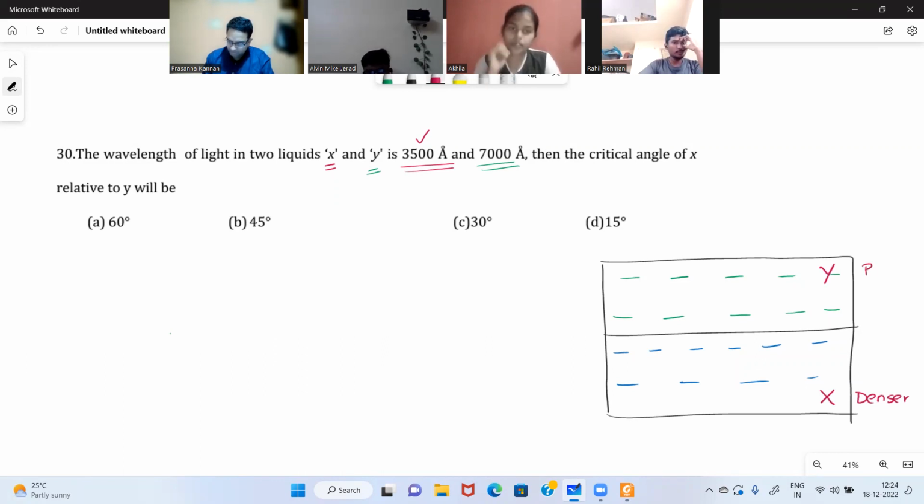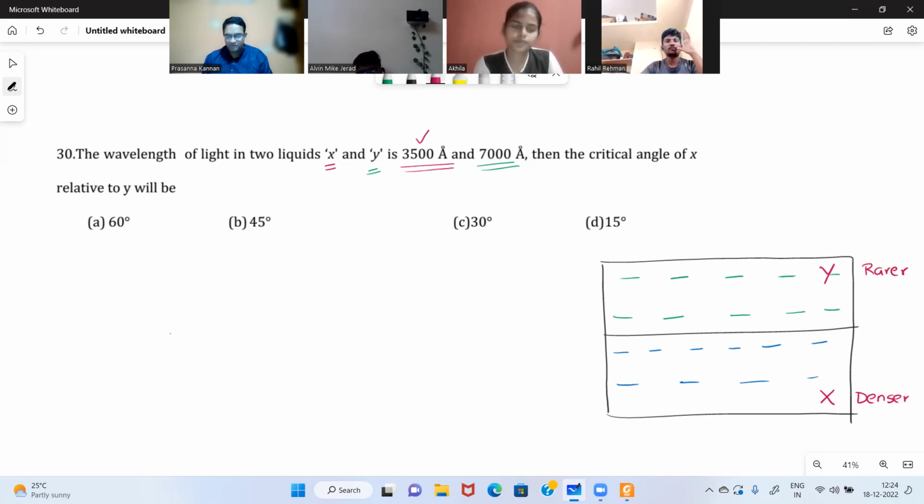X is the denser medium and Y is the rarer medium. How do you know that? Because wavelengths are directly proportional to velocity, inversely proportional to refractive index. So 3500 angstrom, whichever has the lesser wavelength has the lesser velocity and the greater refractive index. Clear? Yes, sir.